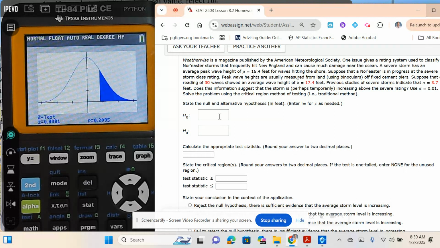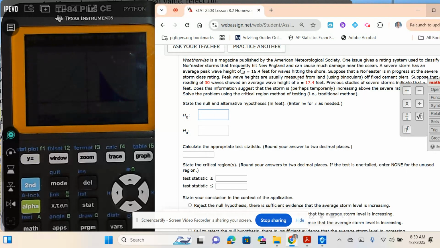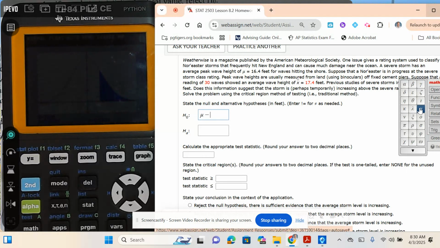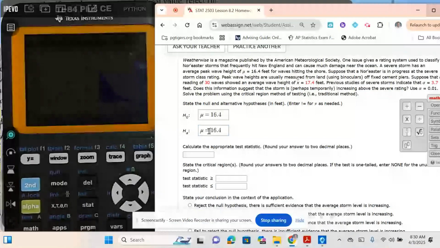So null and alternate hypothesis. The H0, so we're going to go back to the claim. That's mu. It'd be Greek mu, and it's equal to 16.4. And we're trying to prove increasing, so it's going to be greater than. So I'm going to actually copy this. Control C, Control V, greater than.